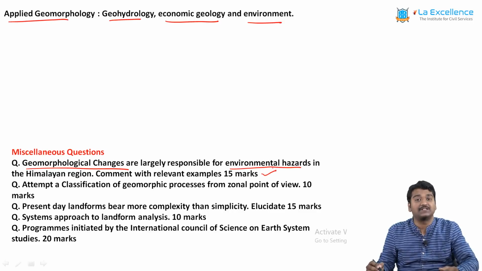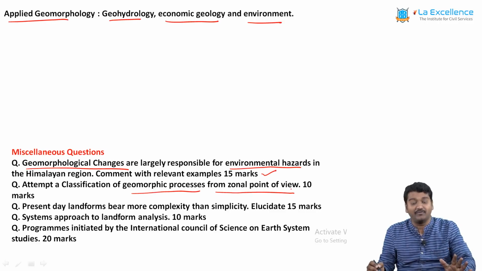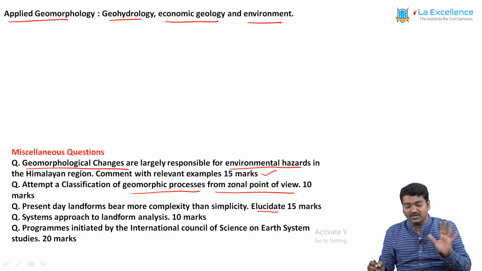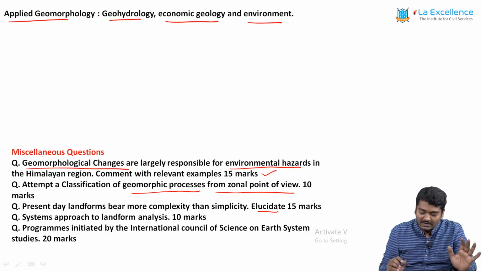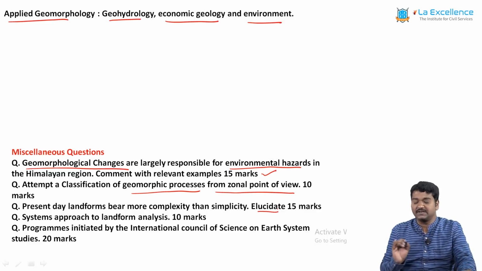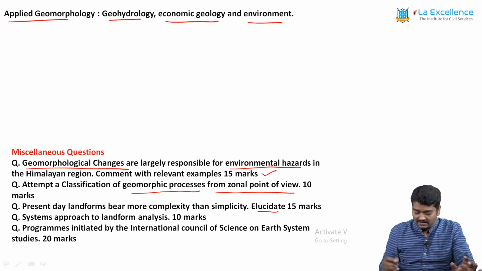This was with respect to Uttarakhand floods. Attempt a classification of geomorphic processes from zonal point of view. Present day landforms bear more complexity than simplicity. Elucidate. You're just talking about the aspects of geomorphology itself, which is present in Savindra Singh. Just read it carefully. You will be able to answer this.